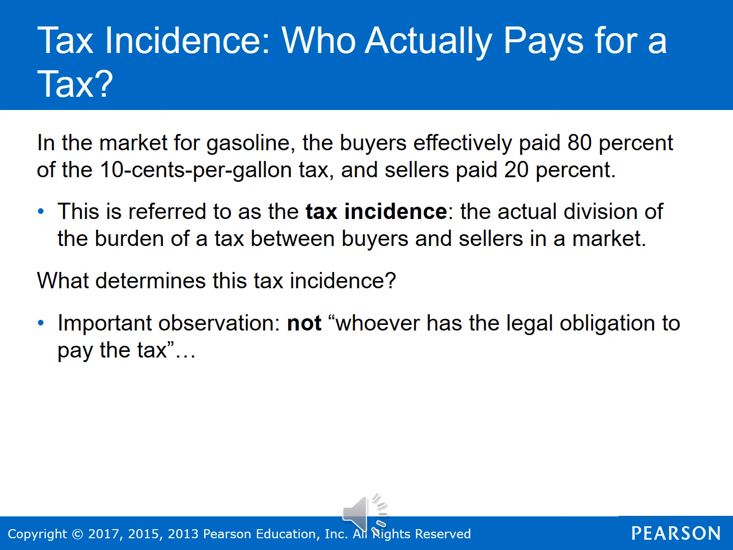So what determines the tax incidence is not whoever has the legal obligation to pay the tax. It's whoever's going to be less sensitive to price. So in the previous two examples, for cigarettes and for gasoline, we've seen consumers were not very sensitive to price compared to producers. So that's why consumers ended up paying more of the tax.